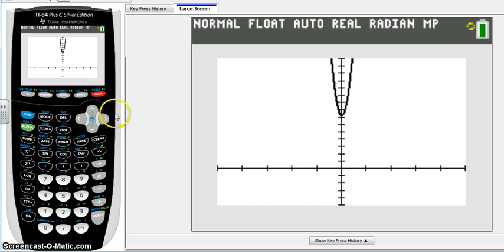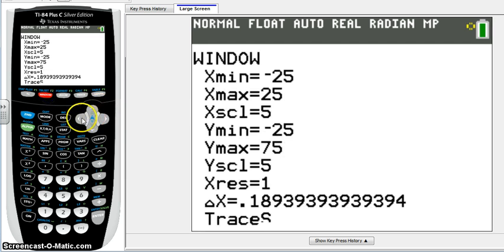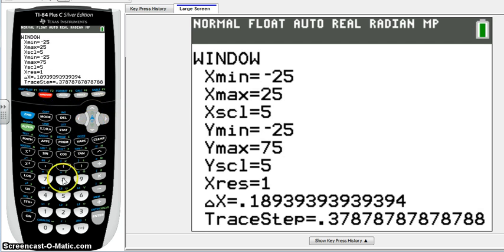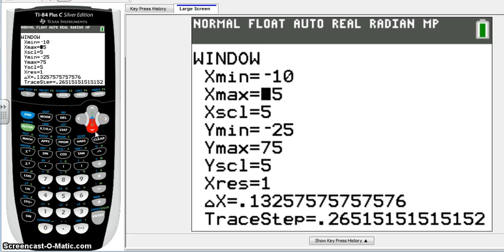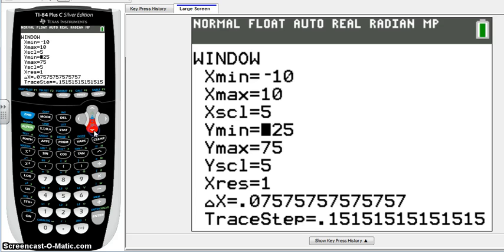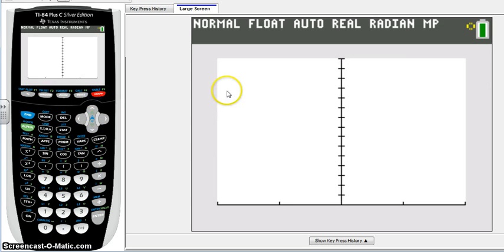Let's also go ahead and change our x min and max. Let's change this to negative 10 and positive 10. Let's get a good image of this graph, and we could even change our y min back to 0 to see if that gives us a better image of our graph. There we go, a little bit better.